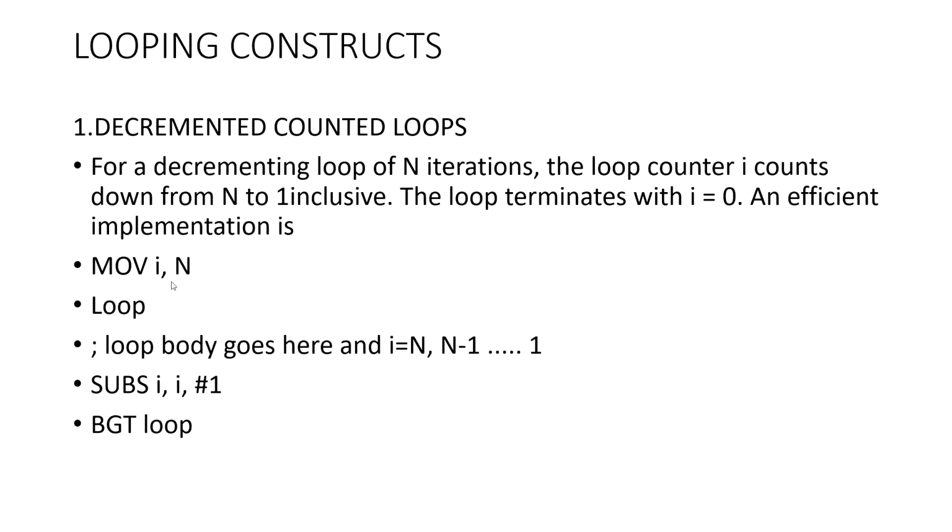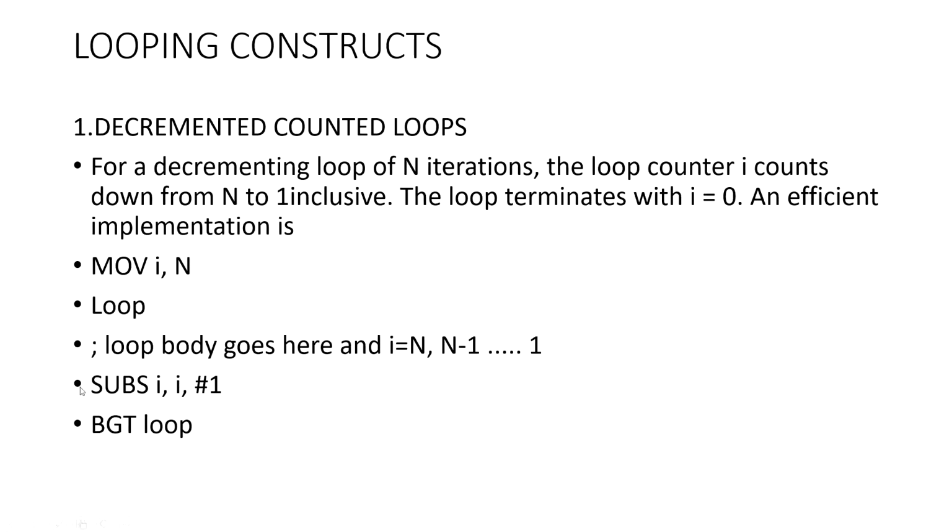We have an example here. MOV I, n: the value n is moved into I. Then we have a loop, which is the starting point. Then SUBS I, I, 1, which means I equals I minus 1. Then BGT, branch if greater than, to the loop.